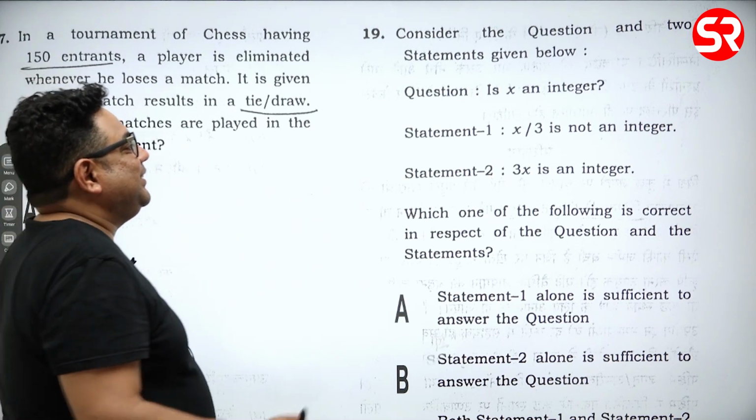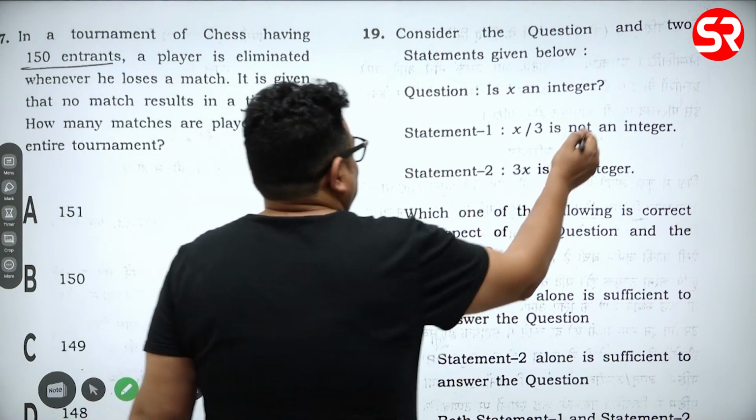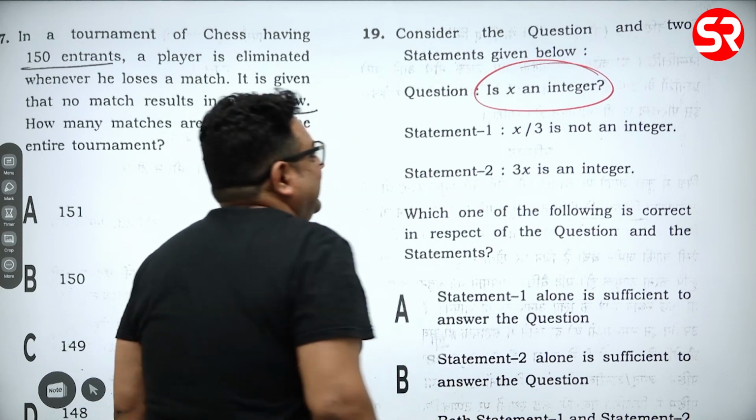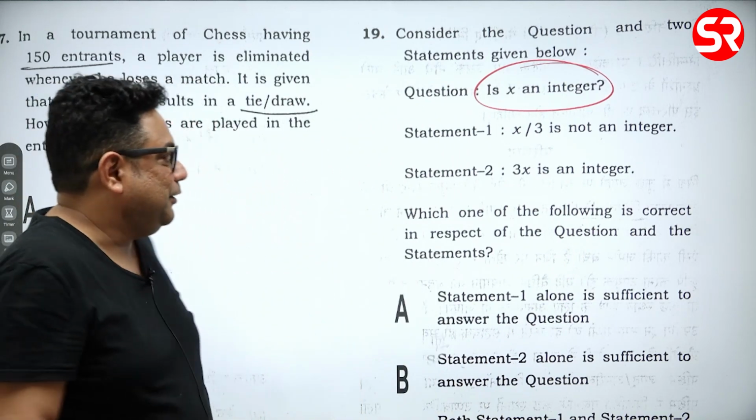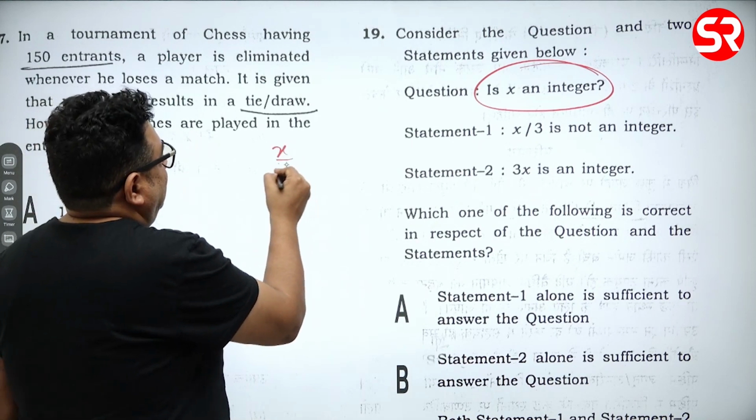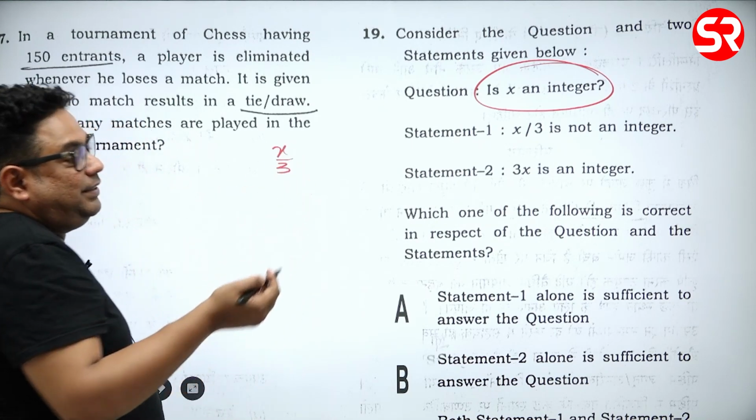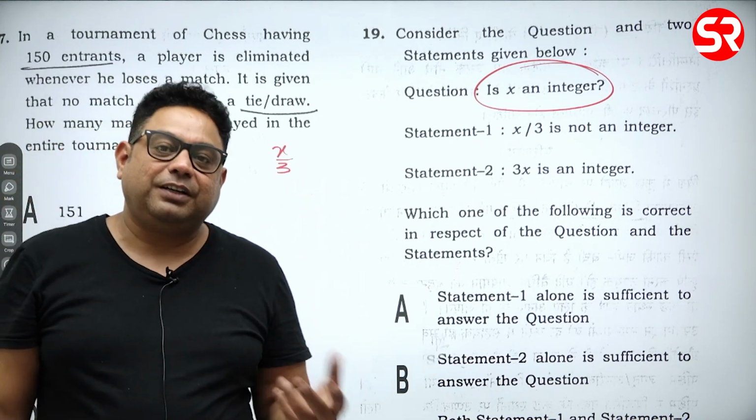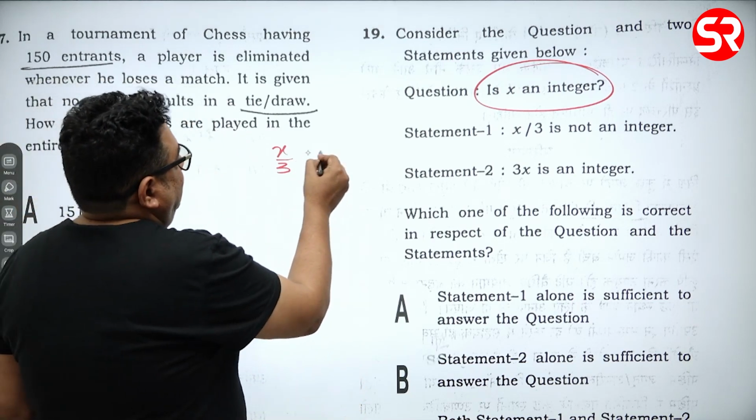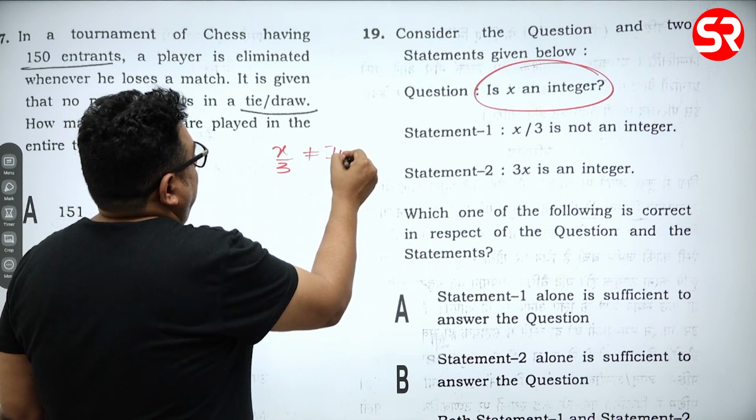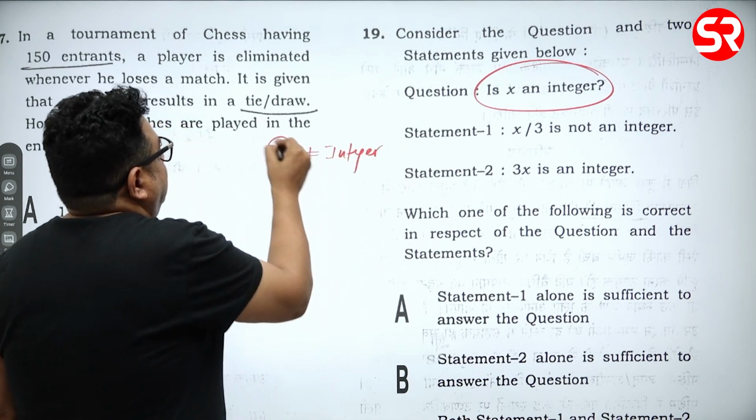Go to the classes, go to the classroom. See, I have given the same kind of question. Is X an integer? X by 3 is not an integer. Great. All right. If X by 3 is not an integer, is X an integer? So you say X by 3 is not an integer. Great. So does that make X an integer?